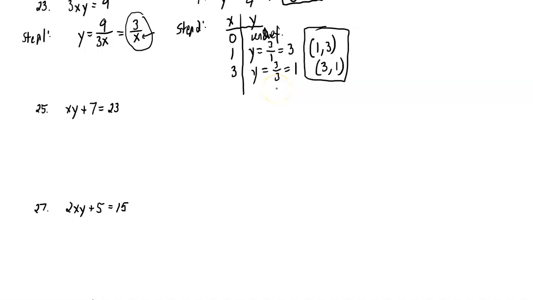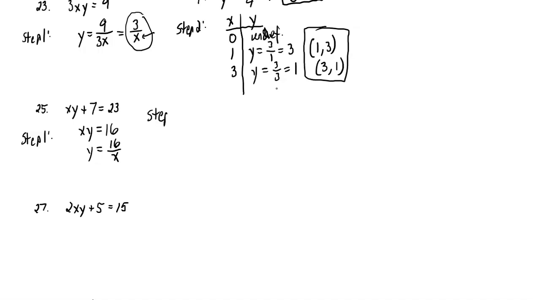Okay, number 25. What is step 1? Have you got it figured out yet what the first thing is? You want to solve for y. So first thing is subtract the 7. 23 subtract 7 is 16. Then divide by the x. You get 16 over x.